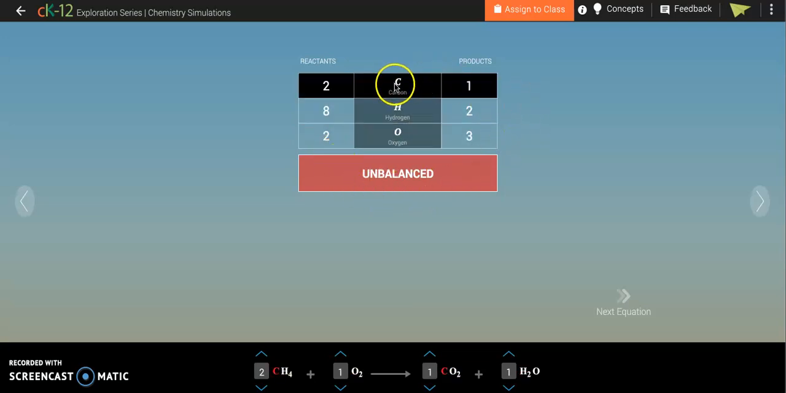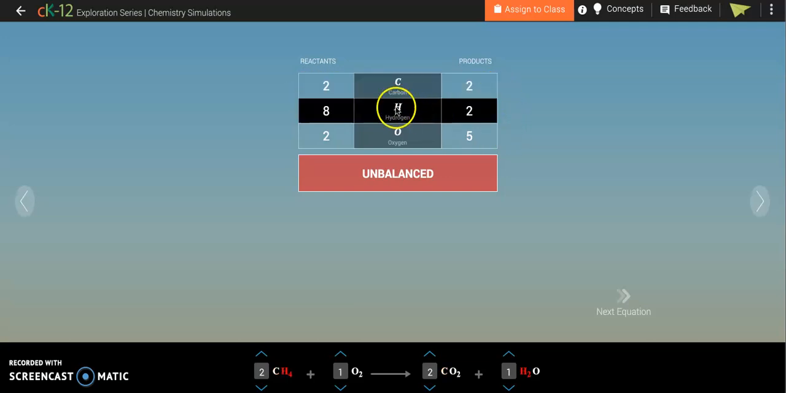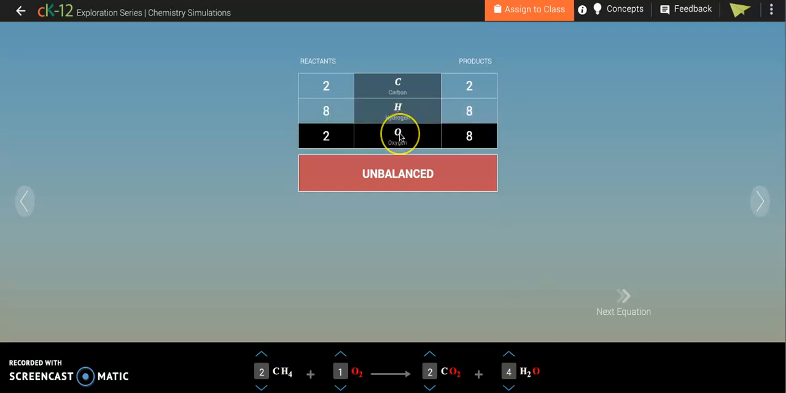So let's start with carbon. I have 2 on my reactant side and 1 on my product. So I have to increase the amount of carbon I have on my product side and balance it, 2 and 2. Now let's do hydrogen. I have 8 on the reactant side, but only 2 on the product. So I need to increase my product. 4 times 2 makes 8. Now that's balanced. Finally, oxygen.